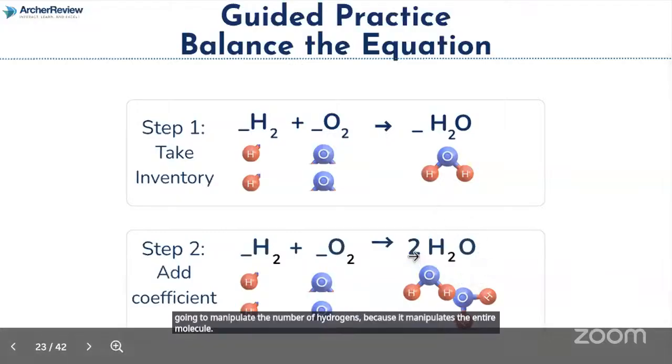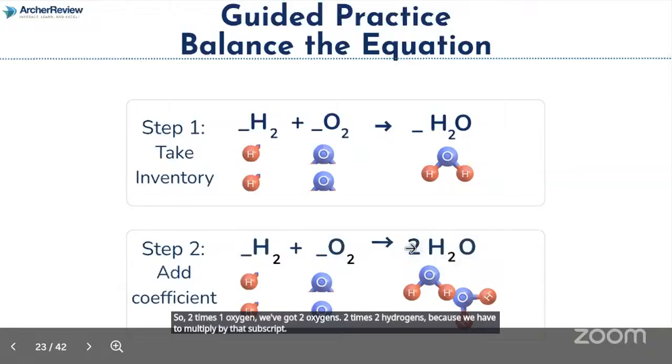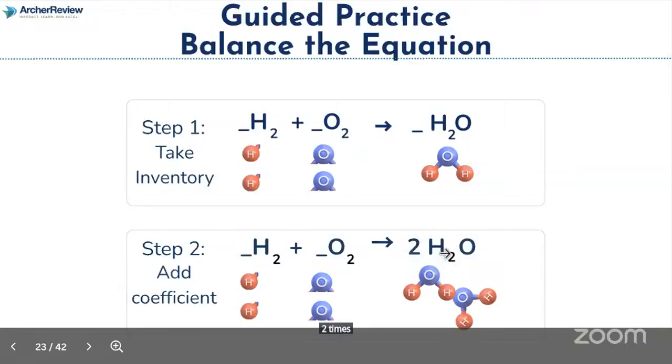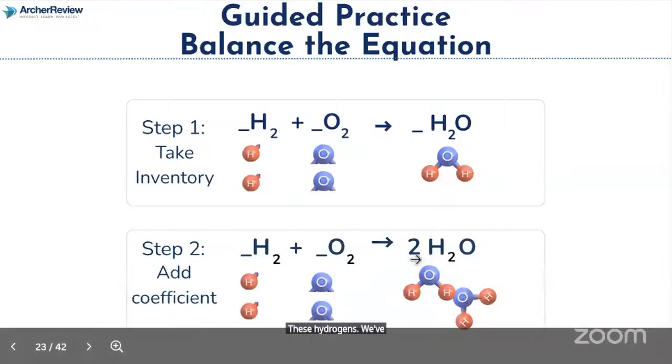So 2 times 1 oxygen, we've got 2 oxygens. 2 times 2 hydrogens, because we have to multiply by that subscript, means I have 4 hydrogens on the product side. So our oxygens are equal, 2 on this side, 2 on that side. But you know what I notice? What's not equal? These hydrogens. We've got 4 hydrogens on the product side and only 2 hydrogens on the reactant side.